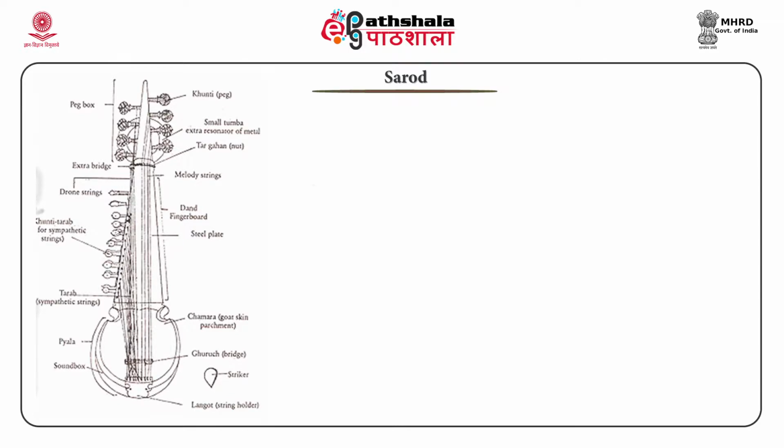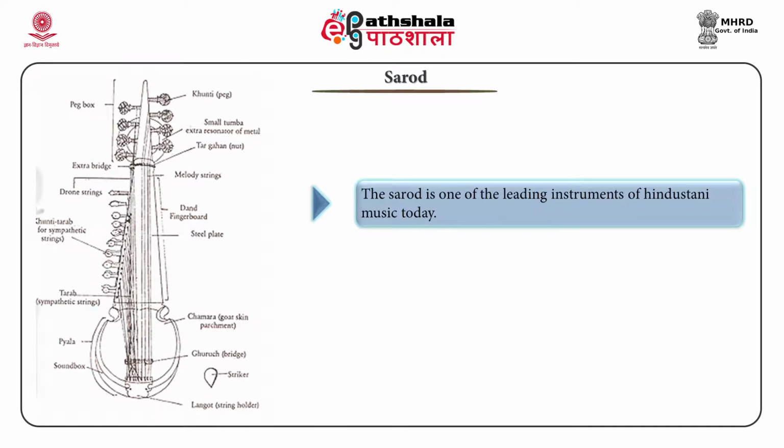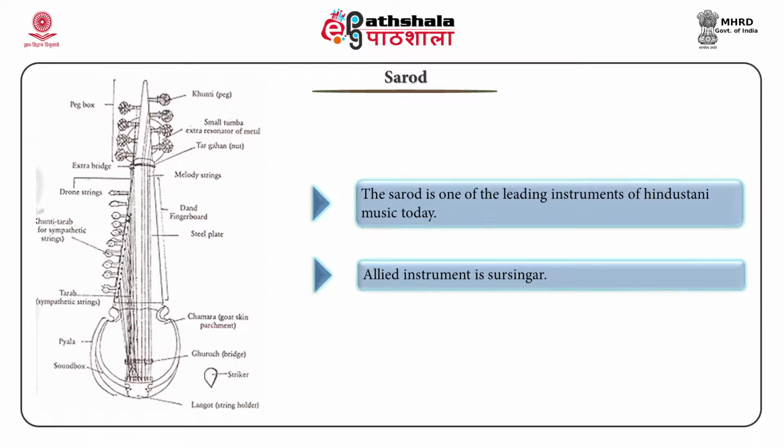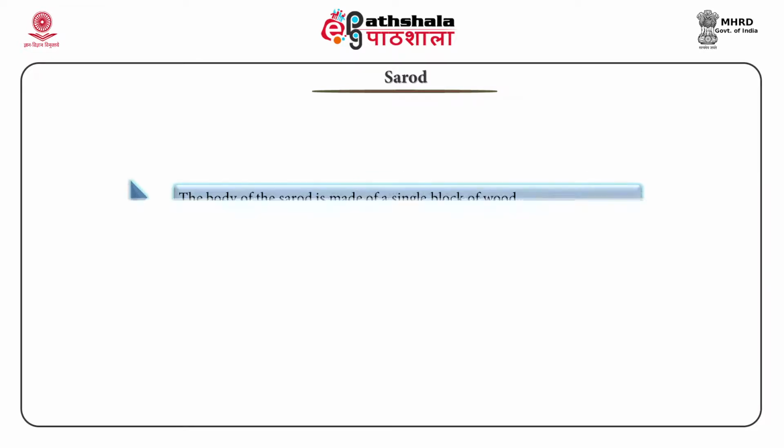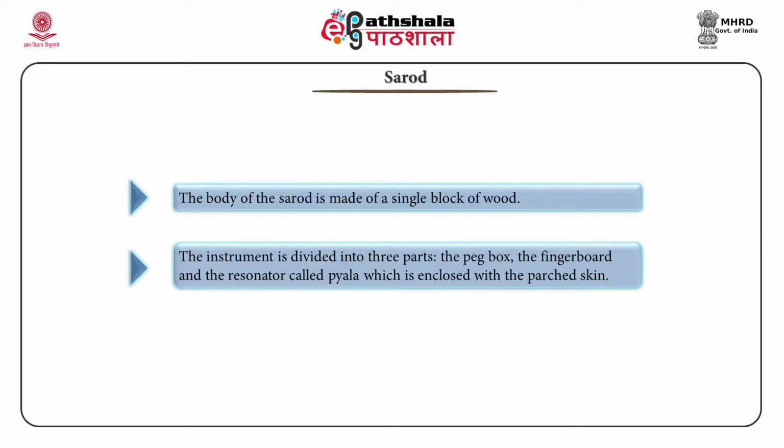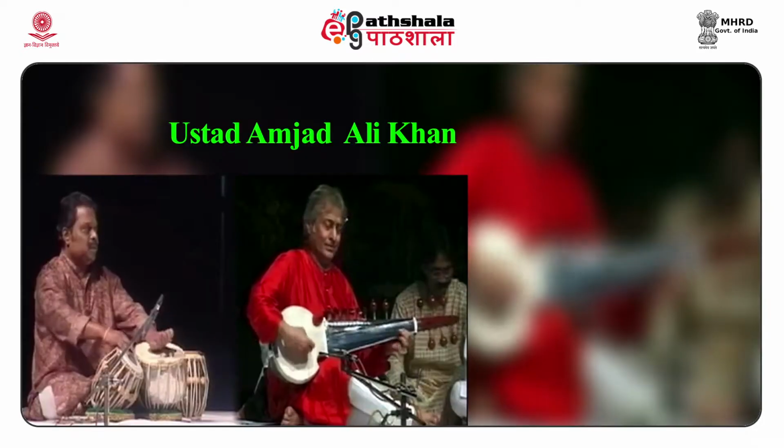Sarod. The sarod is one of the leading instruments of Hindustani music today. Allied instrument is sursingar. The body of the sarod is made of a single block of wood. The instrument is divided into 3 parts, the peg box, the fingerboard and the resonator called pyala, which is enclosed with parched skin.